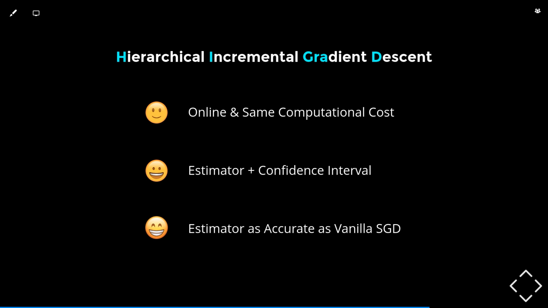Number two, instead of just having the estimator, which is the prediction that you would get out of vanilla stochastic gradient descent, you get the estimator plus a confidence interval attached to that estimate. And number three is that the estimator you get is almost as accurate as vanilla stochastic gradient descent. So you aren't really losing out on anything, and you're getting the confidence interval information. And also, as a bonus, the HiGrad algorithm is far easier to parallelize than vanilla stochastic gradient descent is. So that's another plus.